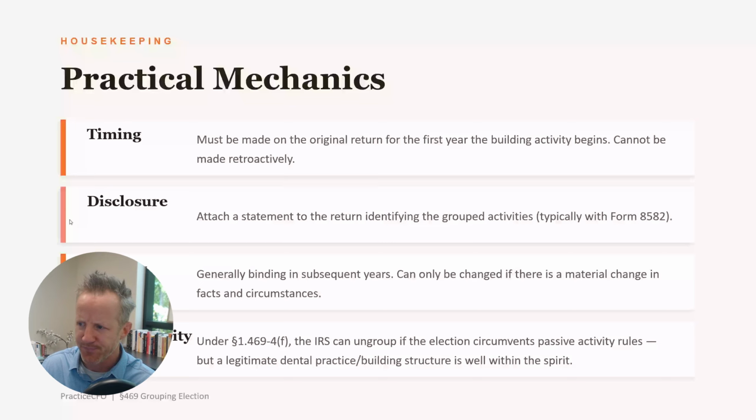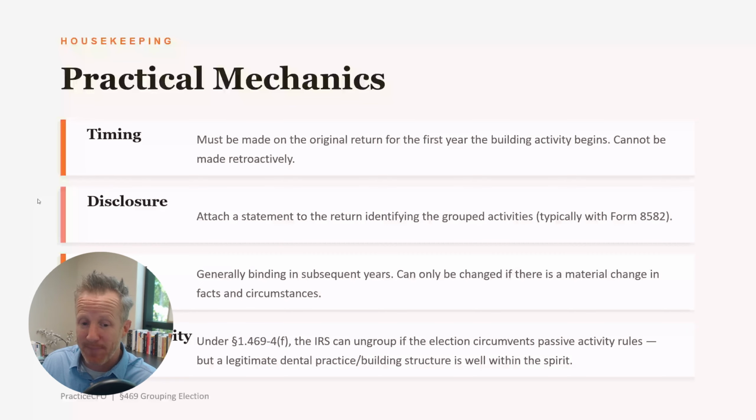So back on my slides here, disclosure: attach a statement on the tax return identifying what is the grouped activity. The dental practice and the building LLC, that's the grouped activity. It's one single unit, one owner, owns 100% of each. Geographically, they're the same unit. Everything is the same. So that's an easy explanation. All right, next item is binding.